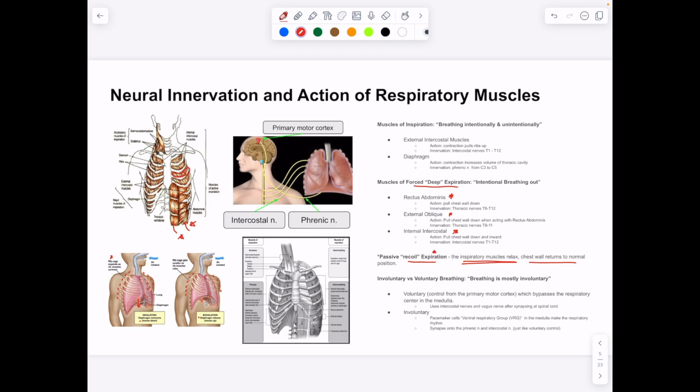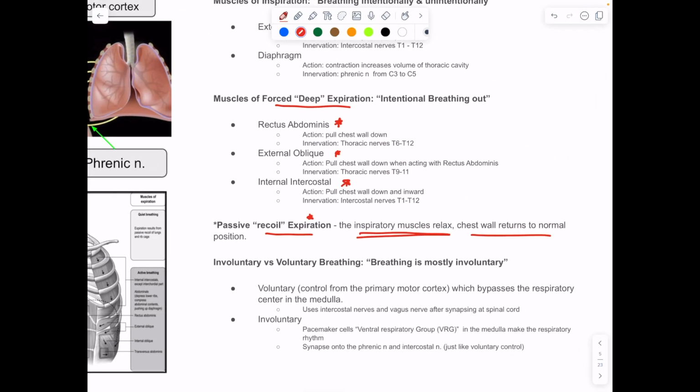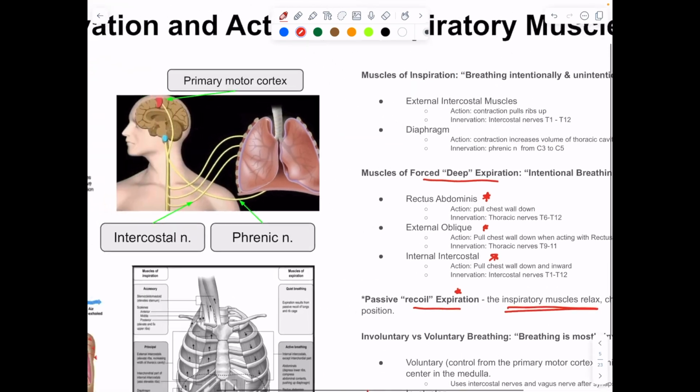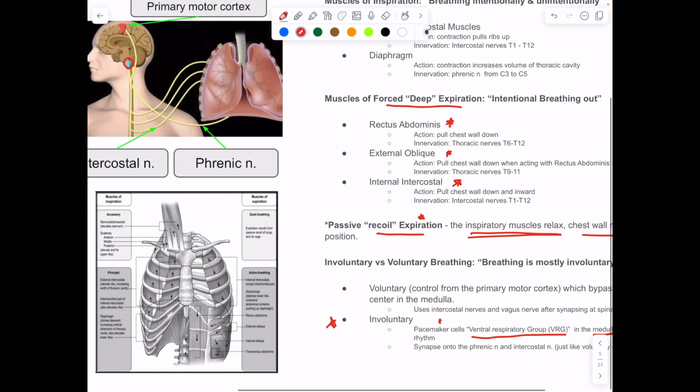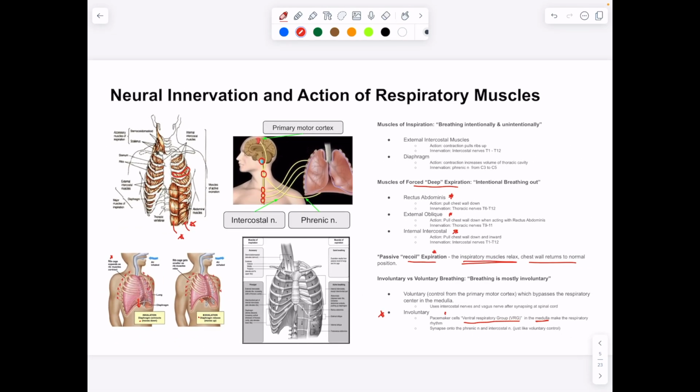So in terms of control, you have voluntary and involuntary control of breathing. Our lecture is focused on involuntary control, in which case, just like the heart, we have pacemaker cells, and these pacemaker cells are located in the medulla. In particular, they're called the ventral respiratory group in the medulla, so right here. And those pacemaker cells are going to synapse with the intercostal nerves and the phrenic nerve. Excuse me, not the vagus nerve, the phrenic nerve. For voluntary breathing, you have the primary motor control right here, and that bypasses the medulla and synapses directly with the phrenic nerve and the intercostal nerves.